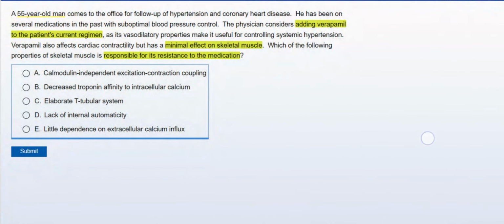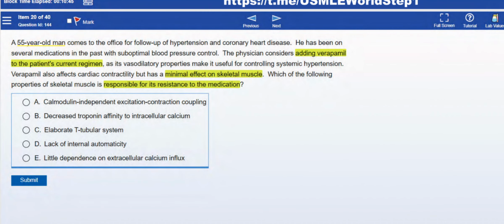Okay. The next question. A 55-year-old man comes to the office for follow-up of hypertension and coronary heart disease. He has been on several medications in the past with suboptimal blood pressure control. The physician considers adding verapamil to the patient's current regimen, as its vasodilatory properties make it useful for controlling systemic hypertension. Verapamil also affects cardiac contractility but has minimal effect on skeletal muscle.